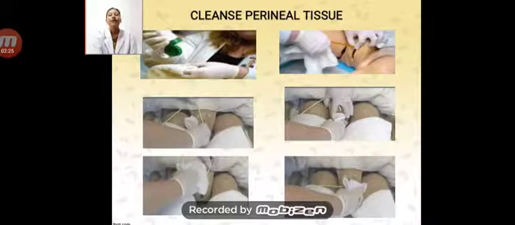First of all, for cleansing the perineal tissue, we'll be needing a washcloth, or we can use a small mitten, then we have to apply soap and water. First we have to clean the catheter, then we have to clean the meatus. Then we clean the labia minora and the labia majora, and we have to make sure that the area is clean on both sides and dried properly.